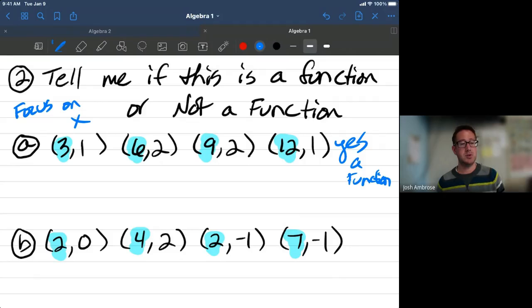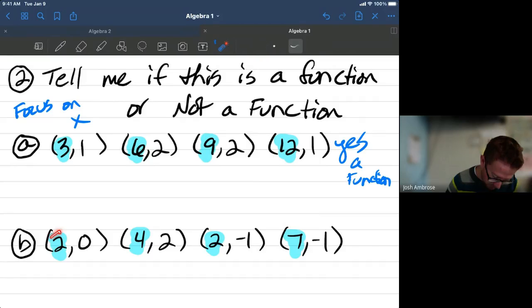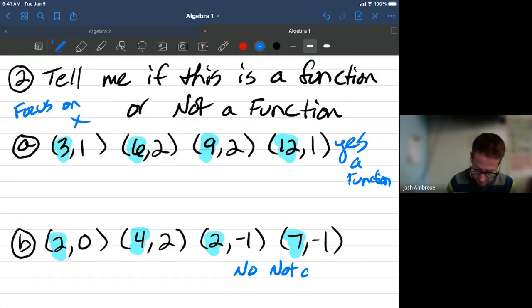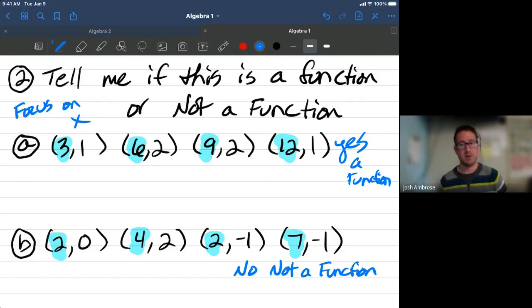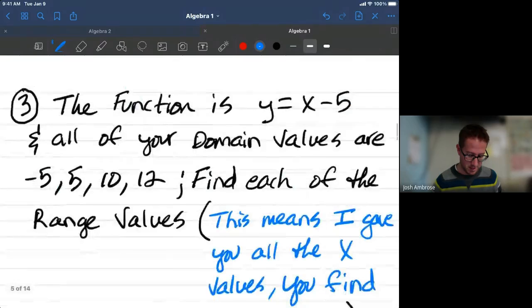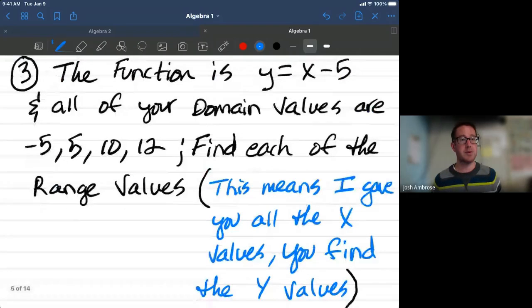All right. Perfect. Now let's move on to the next one, part B. I see 2, 4, 2 right off the bat, right there. These guys right here, 2 and 2, 2 and 2, they are the same. Therefore, if they are the same, this one is no, not a function. Okay, perfect. Let's move on to the final example problem, example number 3.